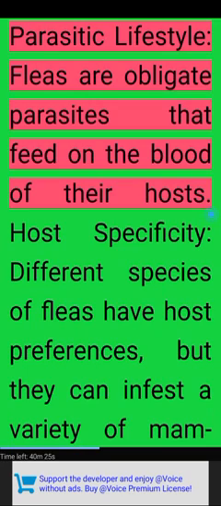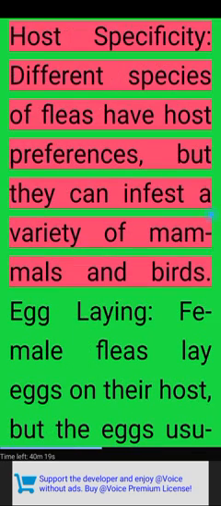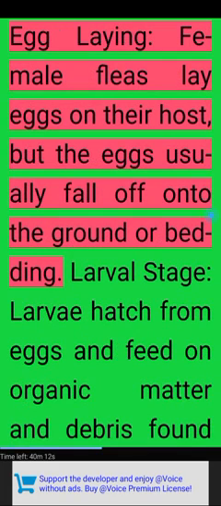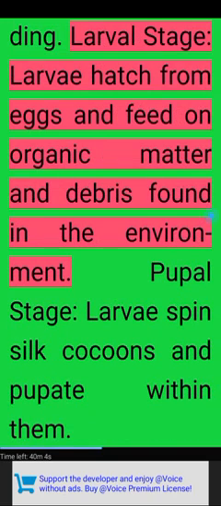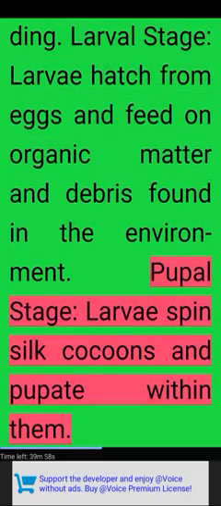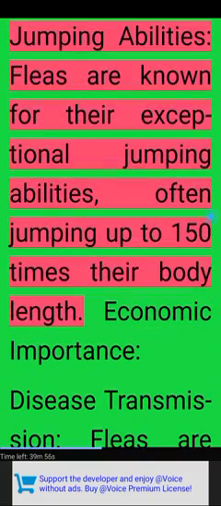Biology. Parasitic lifestyle. Fleas are obligate parasites that feed on the blood of their hosts. Host specificity. Different species of fleas have host preferences, but they can infest a variety of mammals and birds. Egg laying. Female fleas lay eggs on their host, but the eggs usually fall off onto the ground or bedding. Larval stage. Larvae hatch from eggs and feed on organic matter and debris found in the environment. Pupal stage. Larvae spin silk cocoons and pupate within them. Jumping abilities. Fleas are known for their exceptional jumping abilities, often jumping up to 150 times their body length.